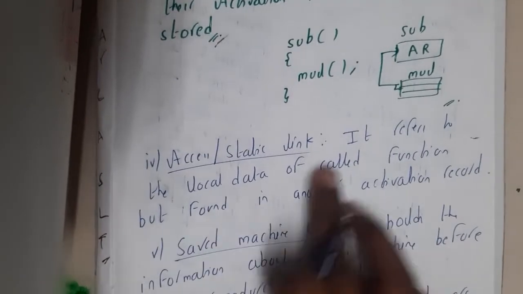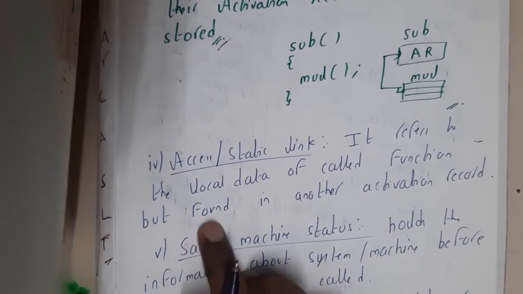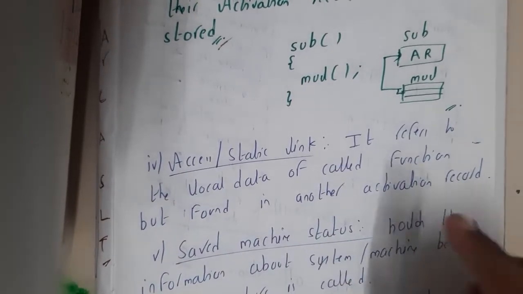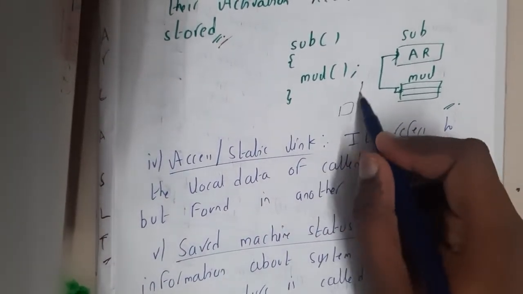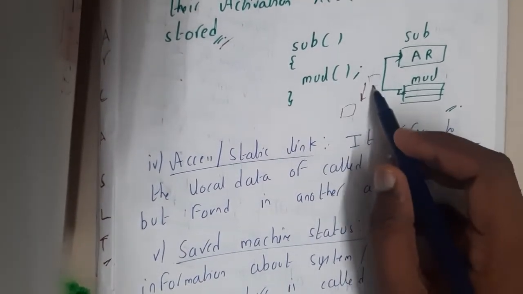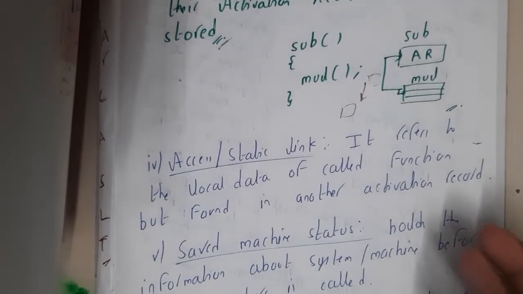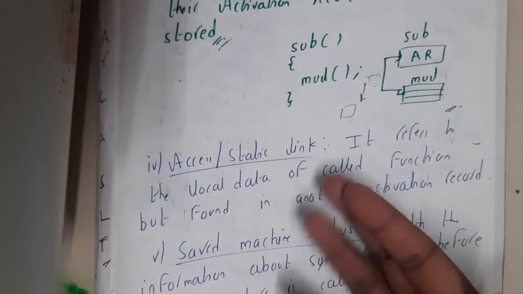Whereas the access link is nothing but it refers to the local data of the called function, but found in another activation record. So basically, if your function is inheriting some data, that data will be available in its inherited class, right? So that parent class's address is stored in this access link, guys.